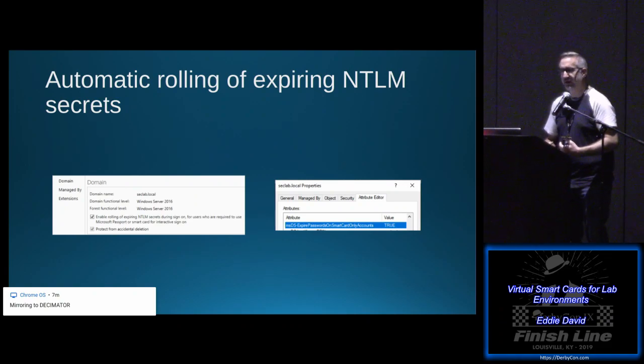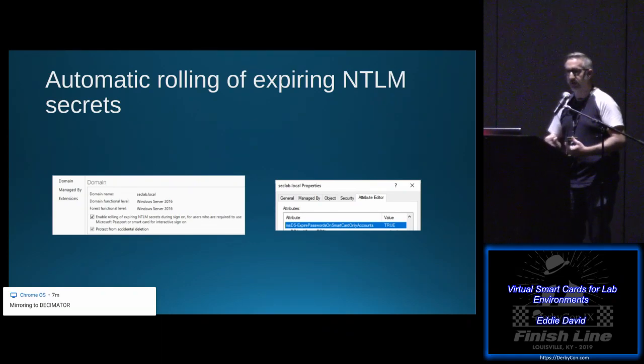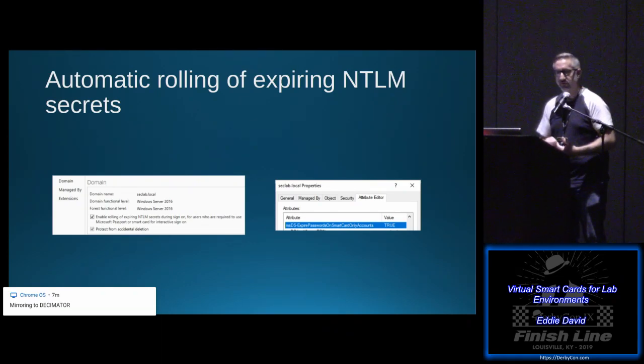So enter in 2016 for us. There's an attribute here, it's basically expire passwords on smart card only accounts. This is only available in a Server 2016 Forest. You have to be at a forest functional and domain functional level of Server 2016. So if you upgrade Active Directory, it's definitely not on by default. So you're probably going to want to check mark that box whenever you put it up to allow NTLM secrets to automatically rotate in accordance with whatever your password policies are.